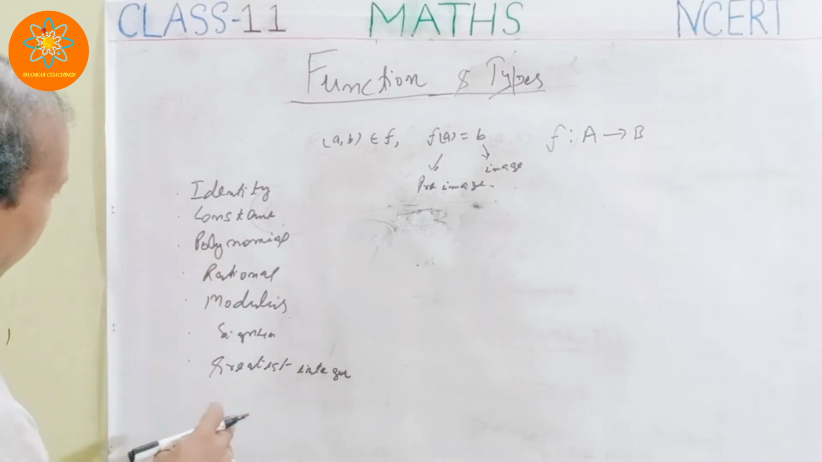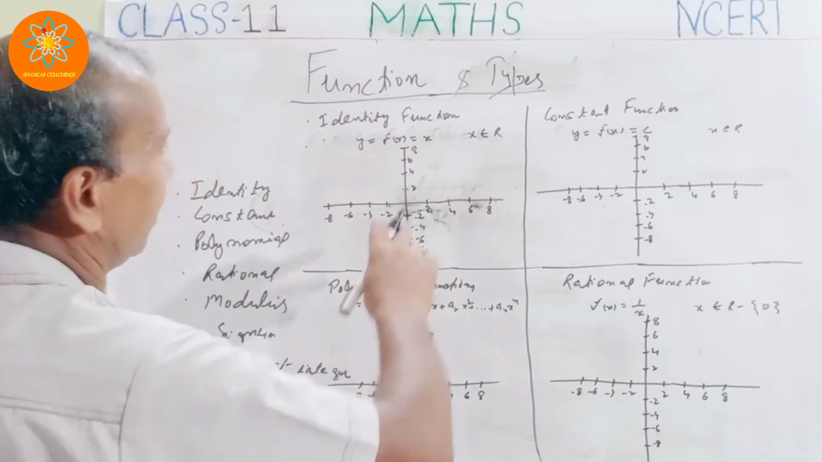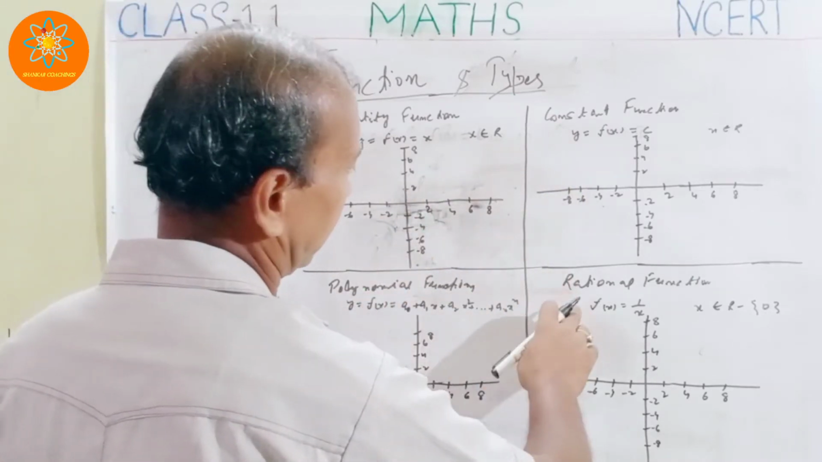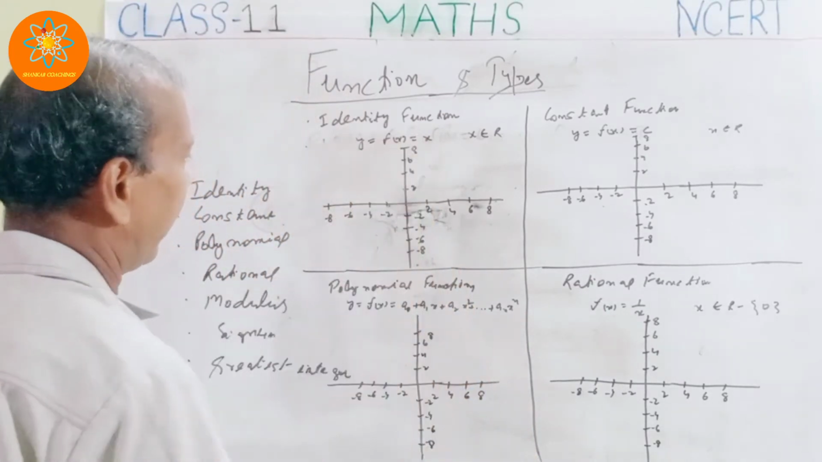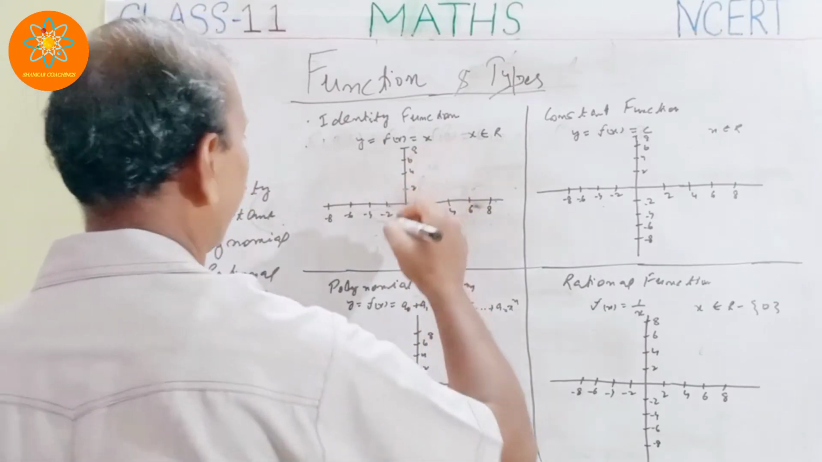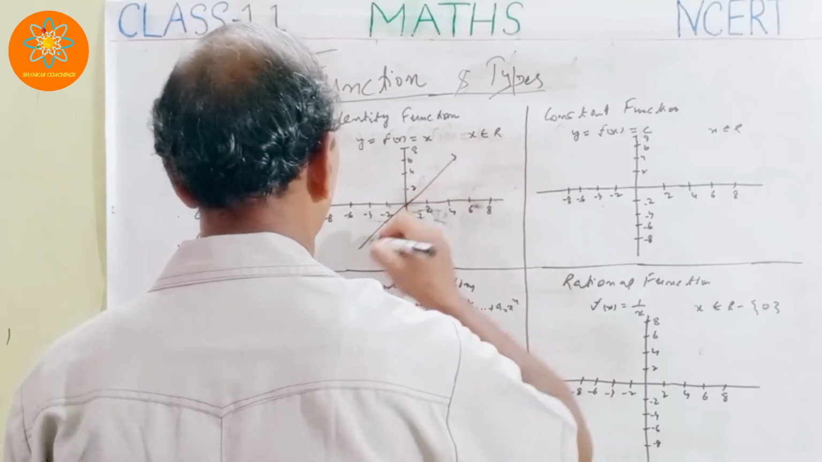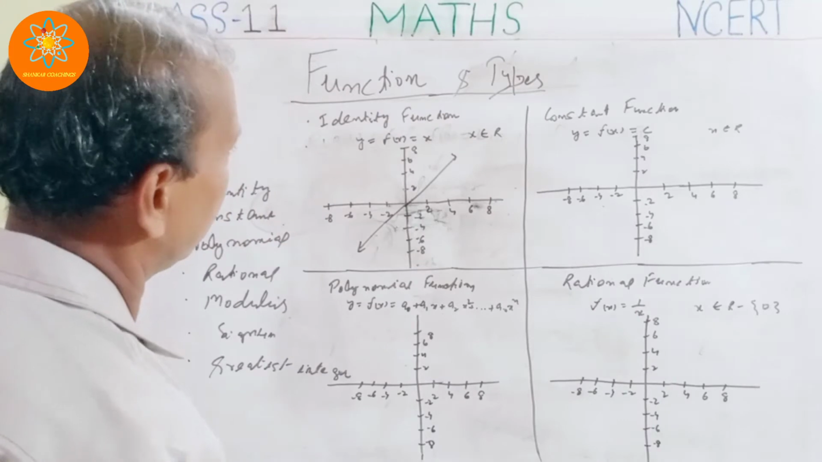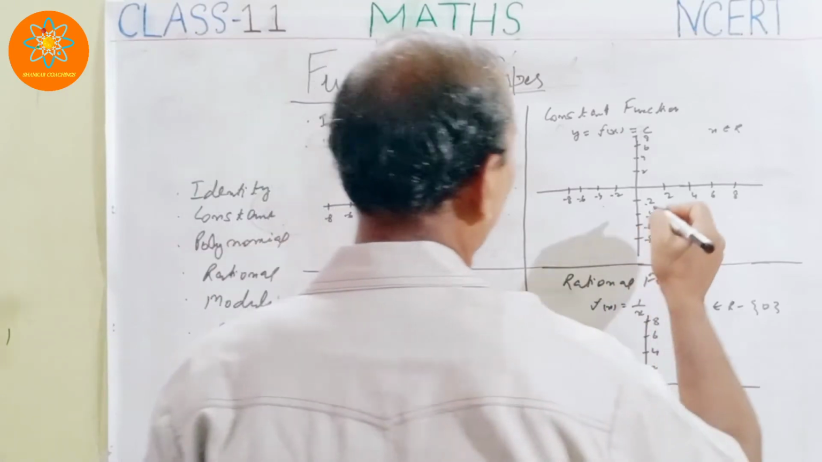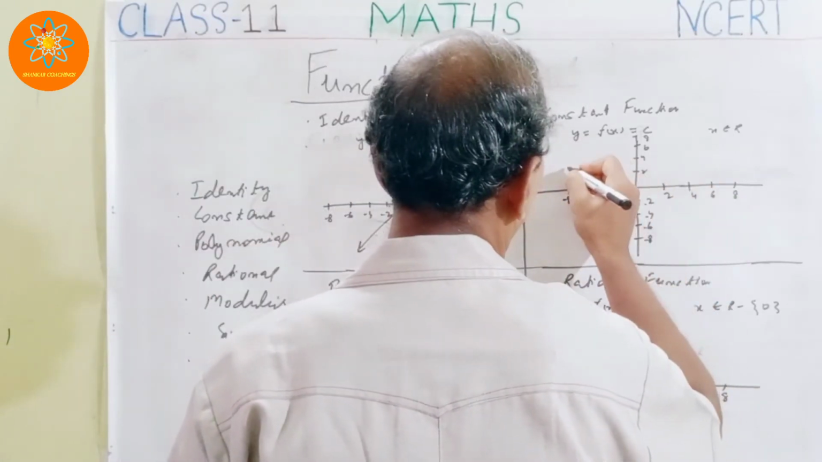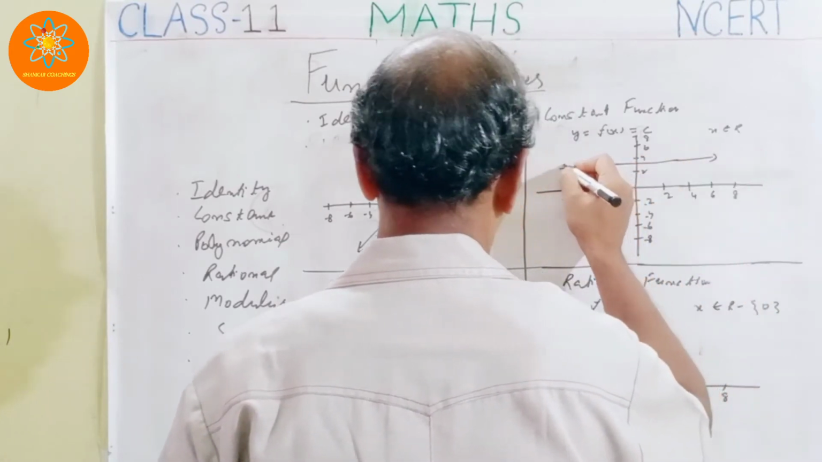I will explain one by one. Now we will see the identity function, then constant function, then polynomial function, rational function. So the identity function is defined as f(x) is equal to x. If you draw the graph of f(x) is equal to x, the graph is something like this. Similarly, if f(x) is equal to some constant c, it will be parallel to the x-axis.